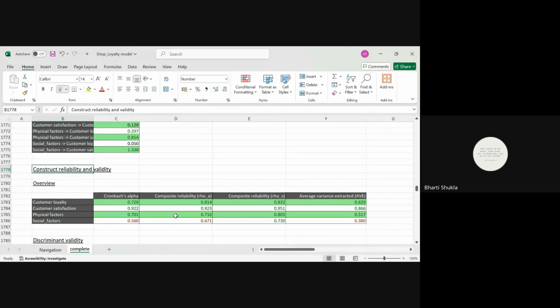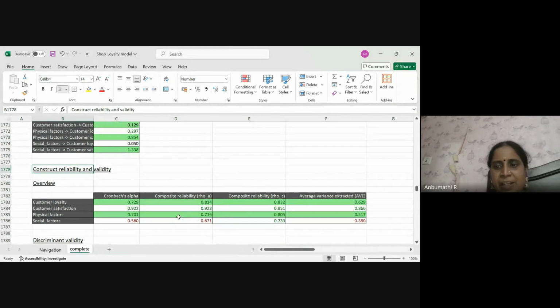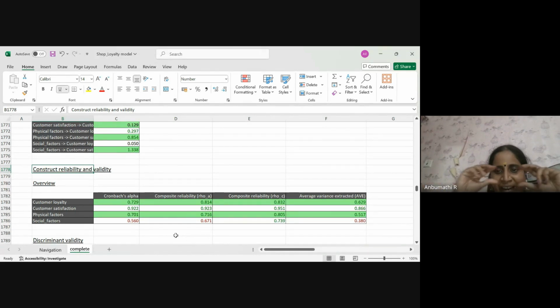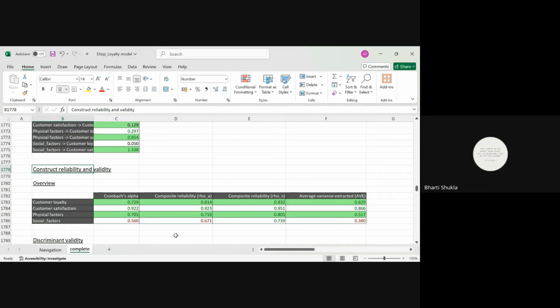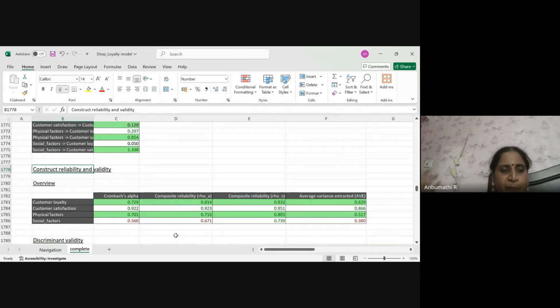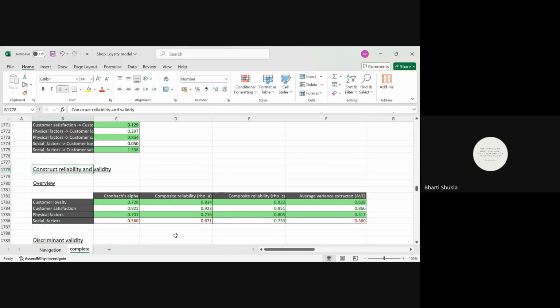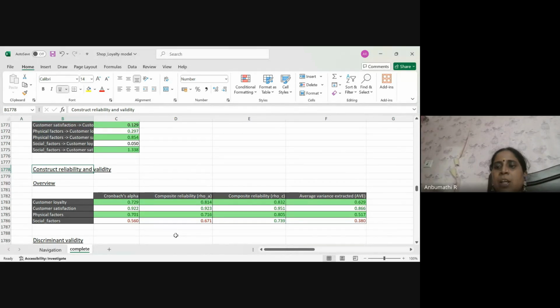Yes, ma'am. In the construct reliability and validity, can you see the social factor is in red color? This Cronbach's alpha, composite reliability, as well as average variance extracted. Yes, madam. Because now we have not removed that SF3. I feel that SF3 might be a problem. That's why it leads to poor AVE, average variance extracted, and poor Cronbach's alpha and composite reliability. So it is better you remove it and run again. But before running it, we don't have enough time. I'll explain this and then we will run again.